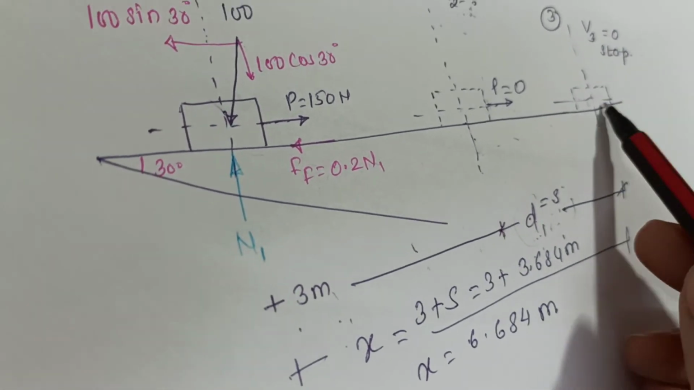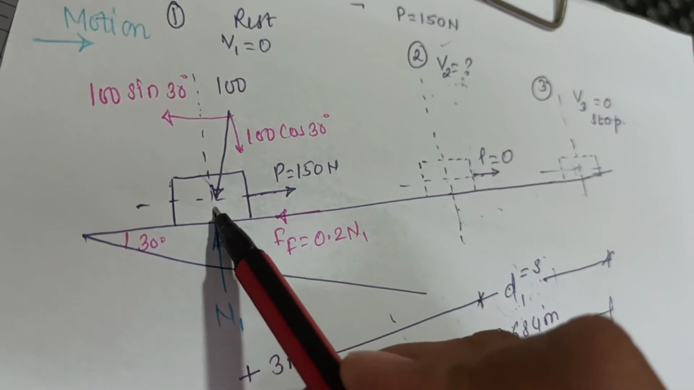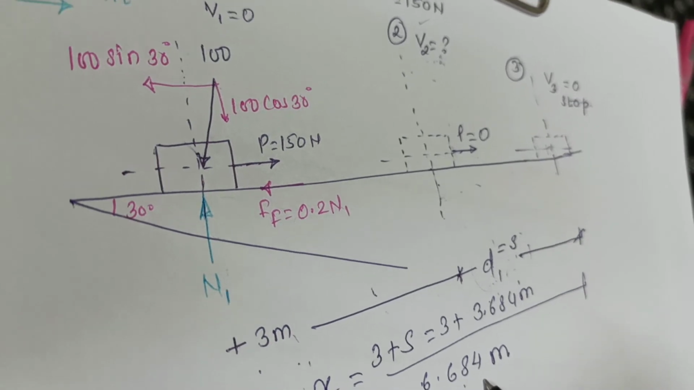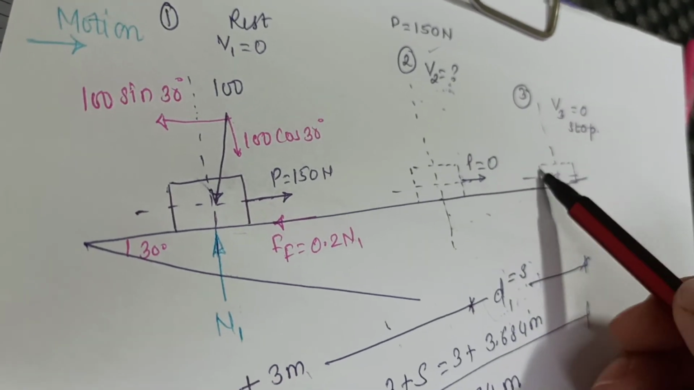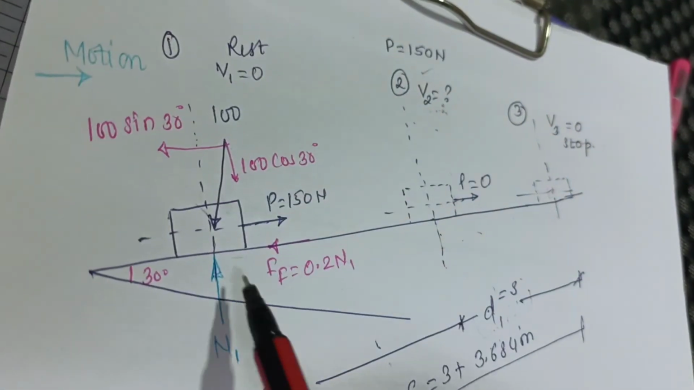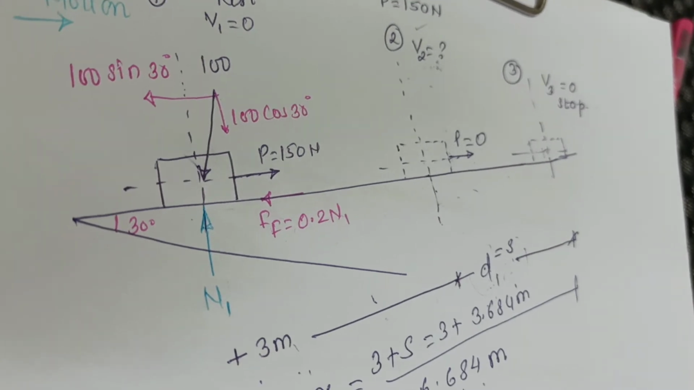Now the block is here, and it is returning to its initial position. The initial position is here. So the total distance the block has to move is 6.684 meters. From this position the block is coming over to the initial position. So we know the distance and we have to find the velocity with which the block moves.